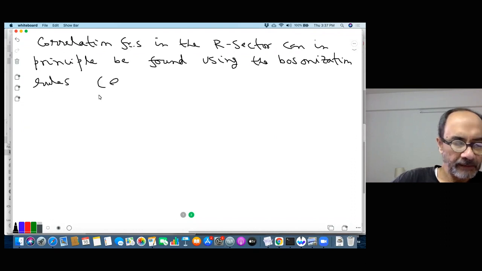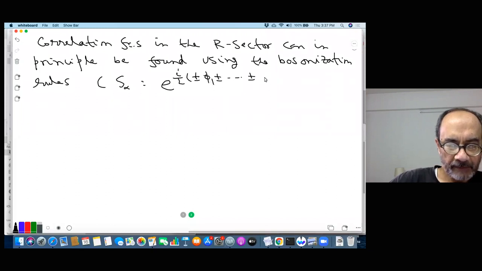Okay, so let me remind you that we got these S alphas as e to the i by 2, and then plus minus phi 1 to plus minus phi 5. Okay, so the chiral ones had even number of minus signs, anti-chiral ones had odd number of minus signs. Okay. So using this representation, we can in principle calculate the correlation functions of S alpha. Okay. But doing that, it is a little hard because you have to keep track of the signs, etc. carefully.